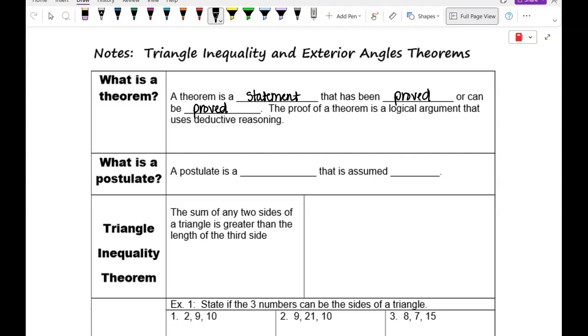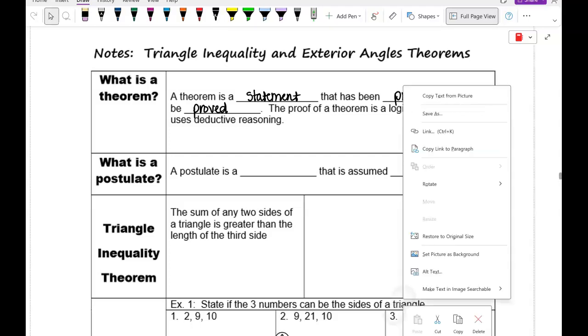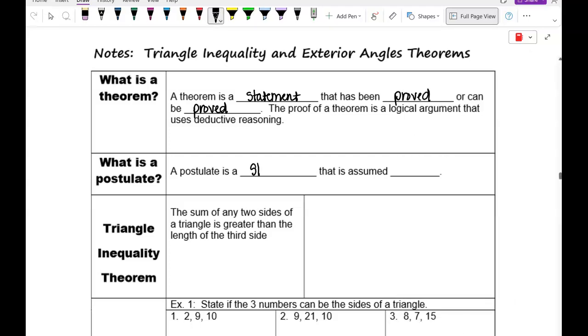And postulate is going to come up in a couple lessons here. A postulate is a statement that is assumed true. So if they give us a postulate, we're allowed to use that information without having to be able to prove it or show anything else. It's just accepted as true.